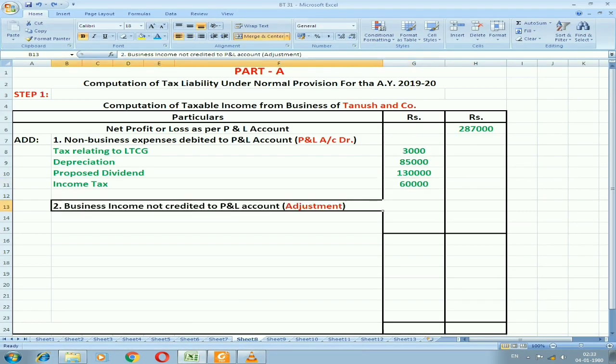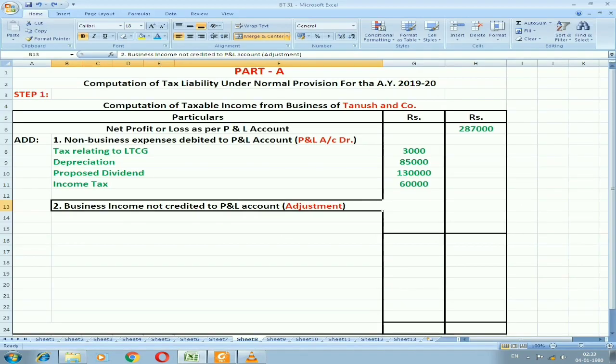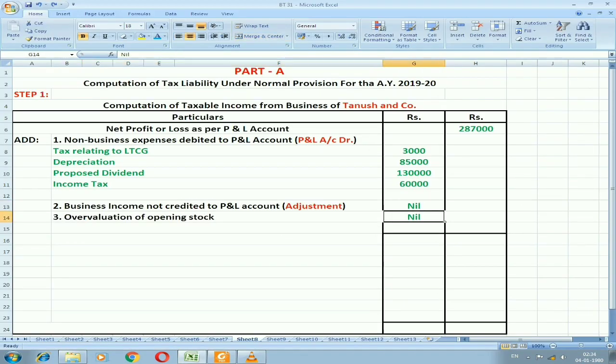Then the second point we are supposed to take is business income not credited under profit and loss account. In the adjustment, we don't have any business income, so it will be nil. Opening stock, closing stock also will be nil. Then we'll get 2,78,000. By adding it with the net profit, we'll get 5,65,000.